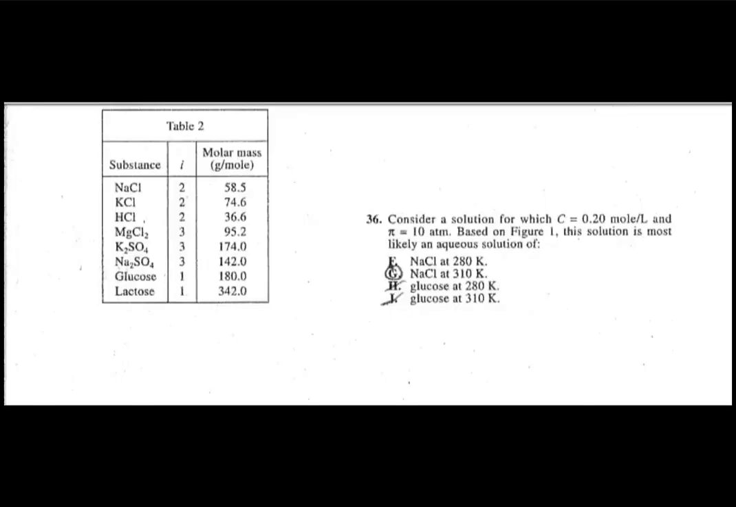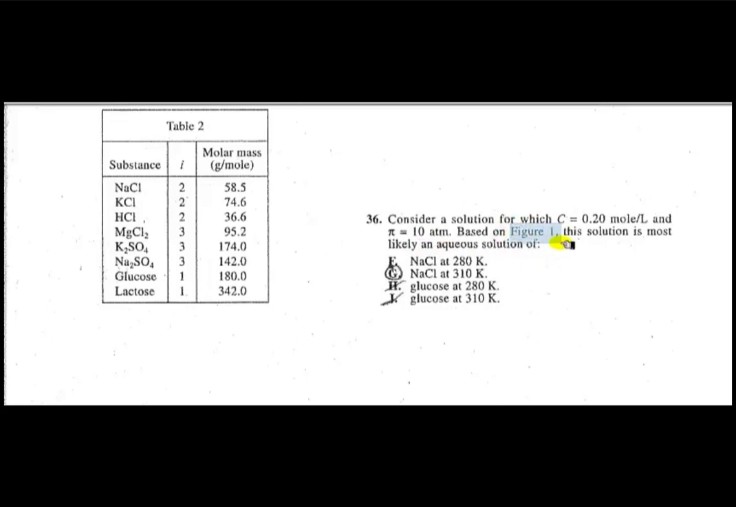Test 68C, Science, Practice Problem number 36. Number 36 says, consider a solution for which C equals 0.2 moles per liter and pi equals 10 atm. Based on figure 1, this solution most likely is an aqueous solution of what? Here's what we need to do.